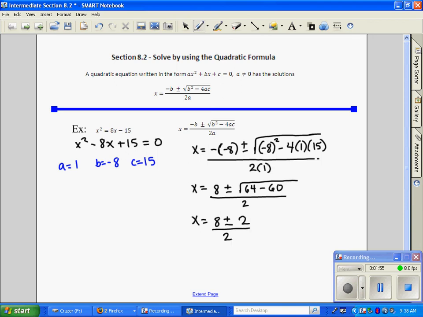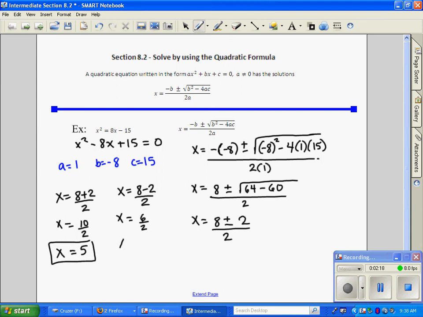Now I can rewrite these as x equals 8 plus 2 divided by 2, and then the other one is x equals 8 minus 2 divided by 2. So x equals 10 divided by 2, which is 5. And on this one, x equals 6 divided by 2, which simplifies to x equals 3.